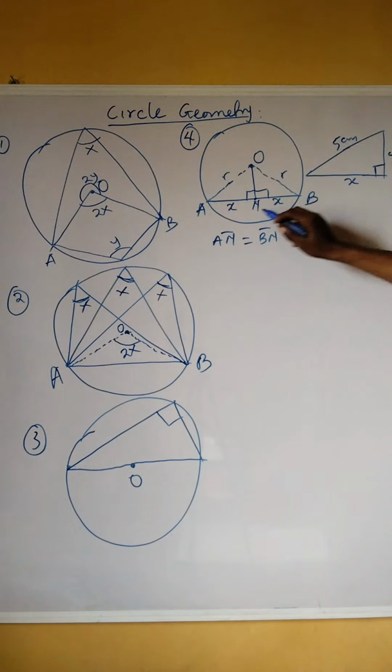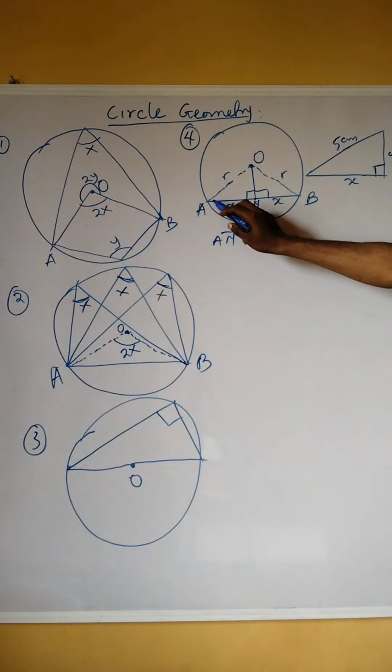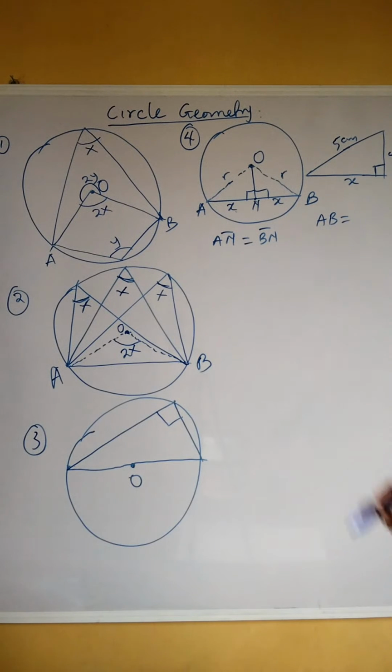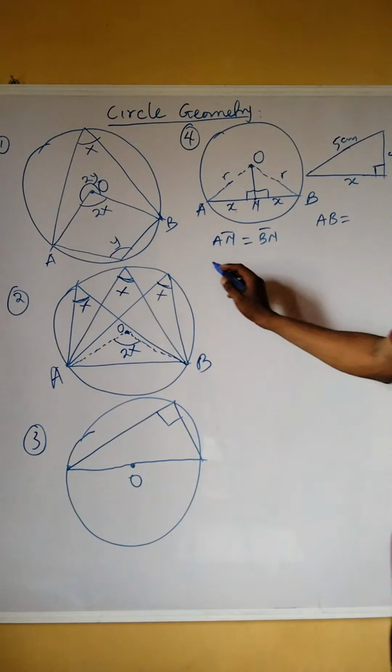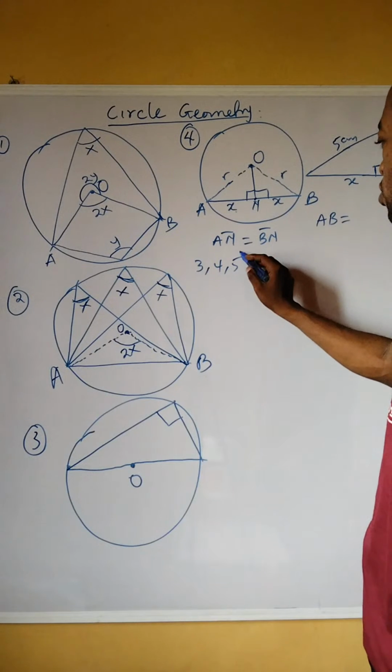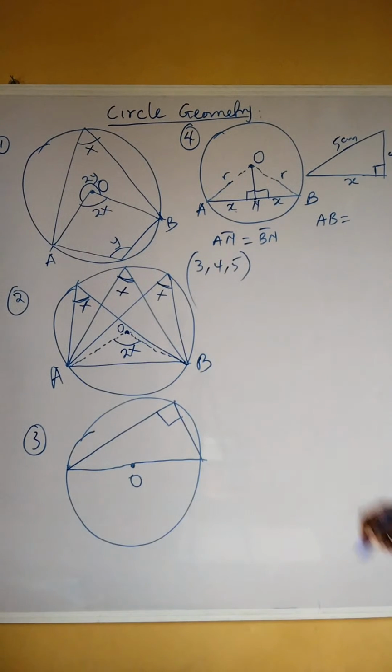So then, since the length of the chord is now 2x, AB will be equal to 2 times x. In this case, x is 3, a Pythagoras triple, 3, 4, 5. So it's a Pythagoras triple. When we apply Pythagoras theorem, we get 3.